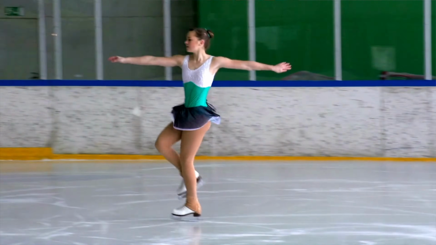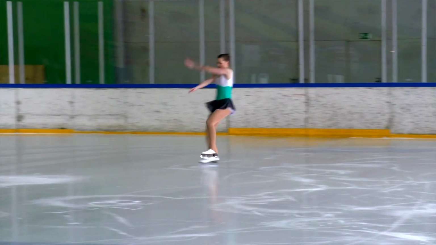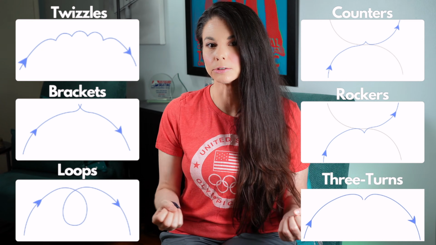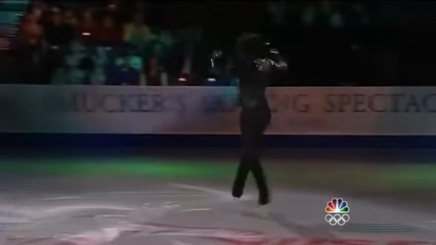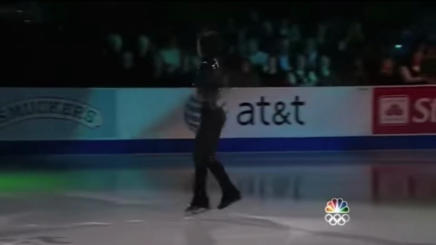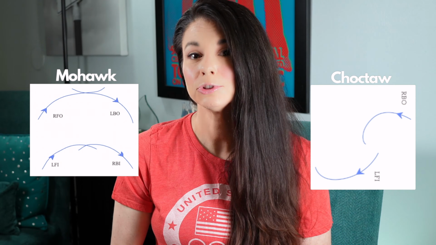However, there should be no long sections without turns or steps. Turns are twizzles, brackets, loops, counters, rockers, and 3 turns. Steps are toe steps, chassés, mohawks, choctaws, change of edge, and cross rolls. For the minimum variety, you must include at least 5 difficult turns and steps. None of the types can be counted more than twice.